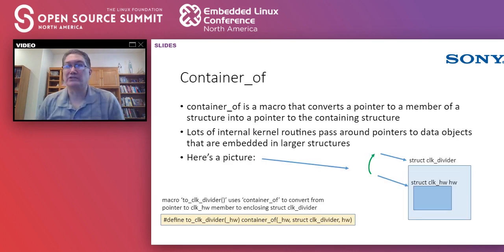Okay, now moving on, I'd like to talk about a macro that's used quite heavily in the kernel called containerOf. So containerOf is a macro that converts a pointer to a member of a structure into a pointer to the containing structure. So if you look at this example here, we have a clock hardware structure that is embedded inside another structure, a struct clock divider. And you can use containerOf to move backward from the internal object to the containing structure. And there's actually a macro defined, to clock divider, which uses the containerOf macro to perform that operation.